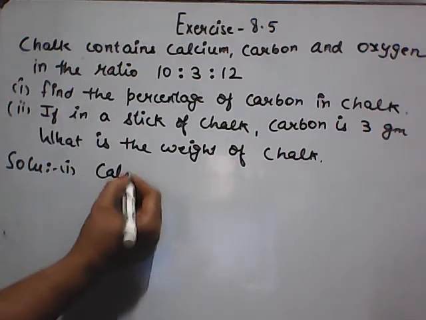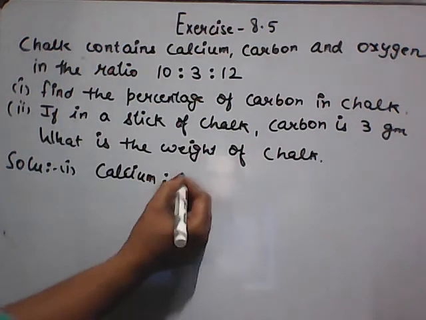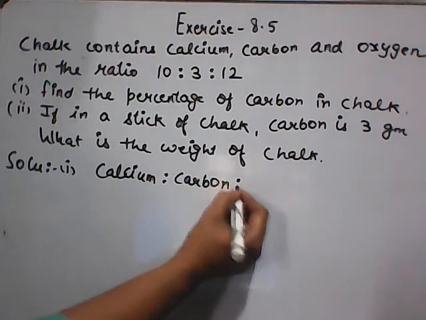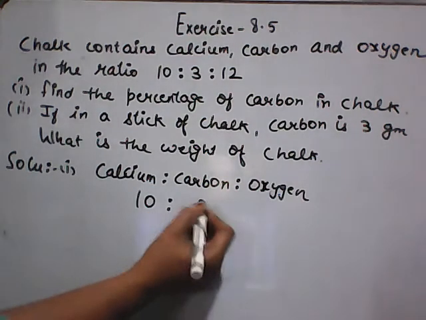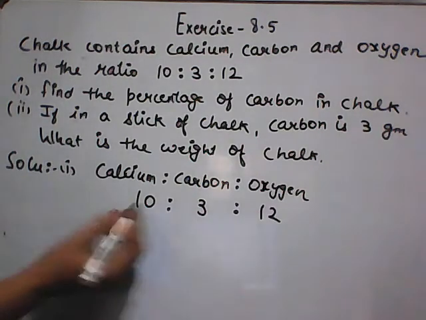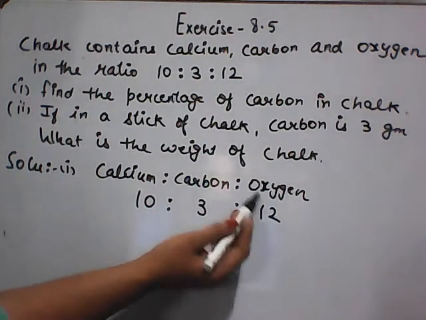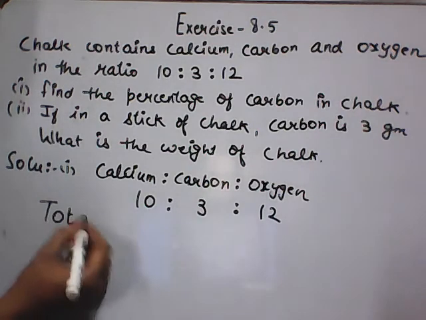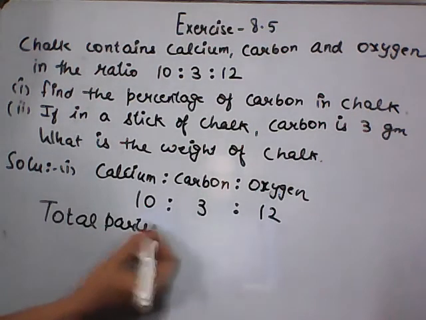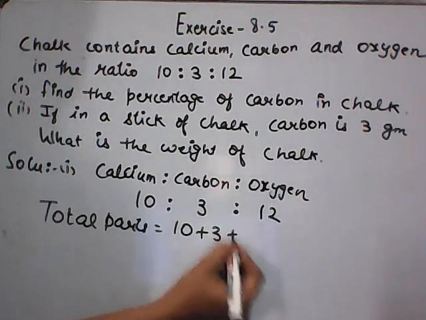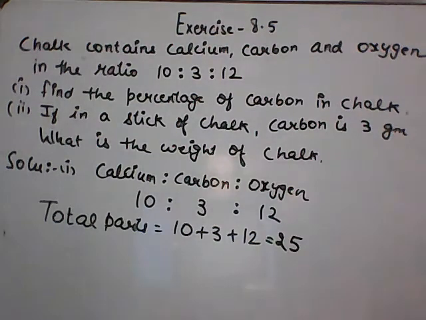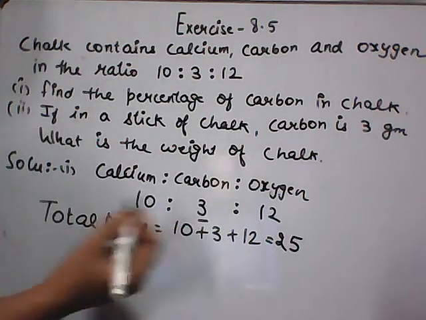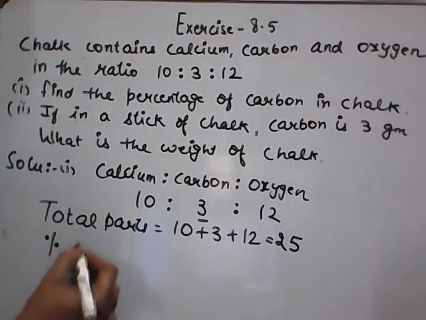It is given that the ratio of calcium, carbon, oxygen in chalk is 10:3:12. 10 ratio of calcium, 3 ratio of carbon and 12 ratio of oxygen. You can calculate the total parts. Total parts can be calculated as 10 plus 3 plus 12. It is 2 plus 3 is 5. 1 plus 1 is 2. 25. Now, out of 25 parts, there are 3 parts of carbon. So, we can calculate the percentage of carbon.